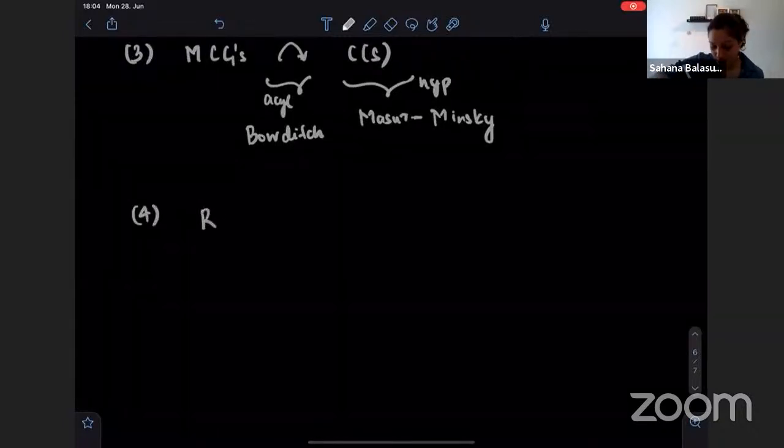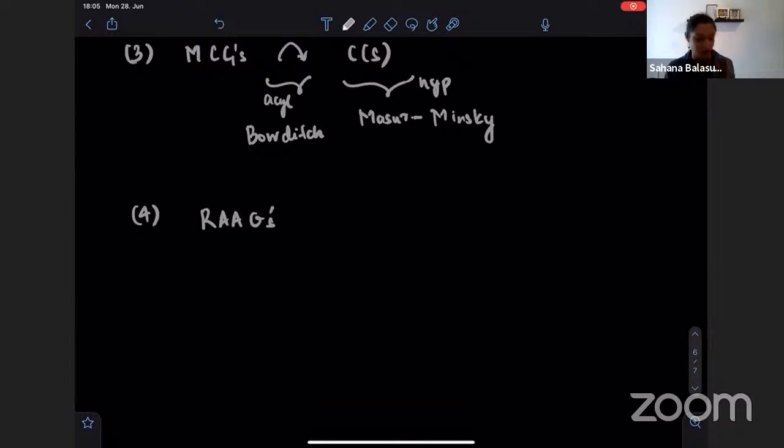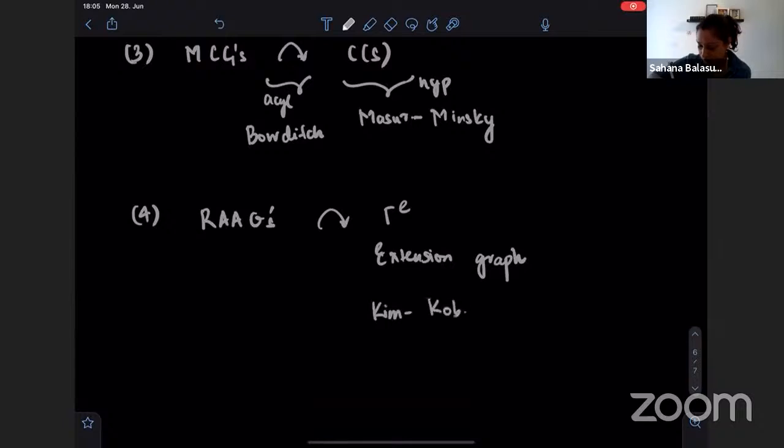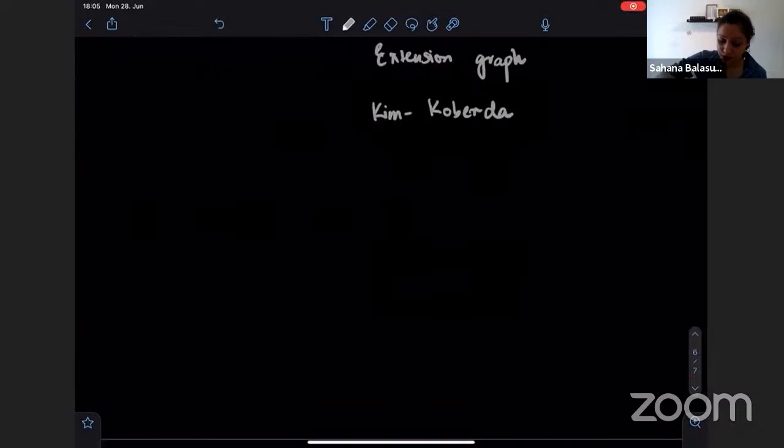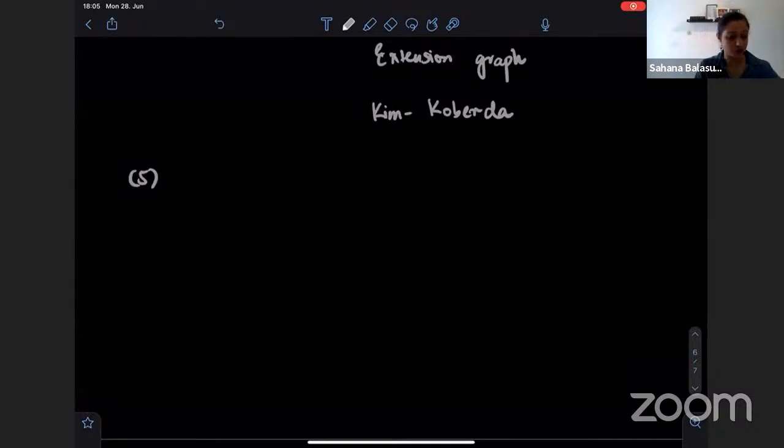The next example that I'll mention are right-angled Artin groups. I think you'll hear more about these this week as Rose is talking about Artin groups. And where do these act? Well, these act on many complexes, but in particular, they act on something which is known as the extension graph. And the fact that the extension graph is hyperbolic and the action is acylindrical is due to the work of Kim and Koberda. There is another complex associated to RAAGs, which is called the Salvetti complex, which I think is something that is more generally considered for CAT(0) groups.